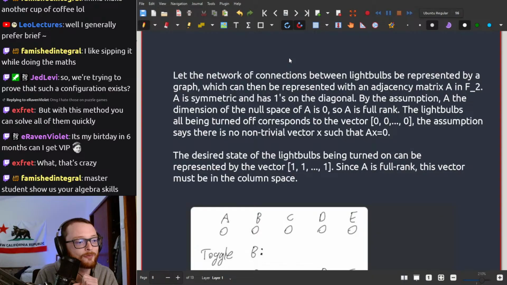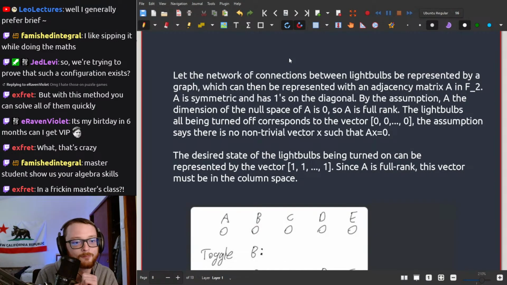We're trying to prove such a configuration exists? Yeah, Jed. And so what I typed up in the middle of the screen here is a linear algebra proof for that. There's probably another way of doing it too.